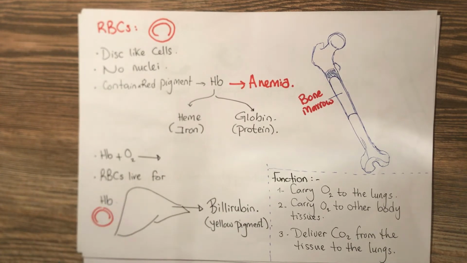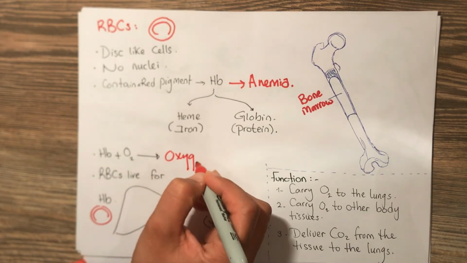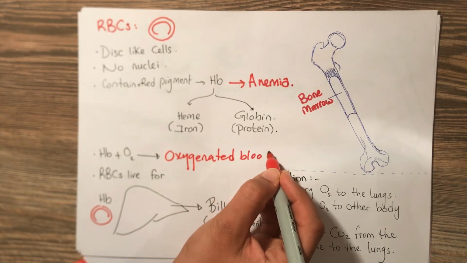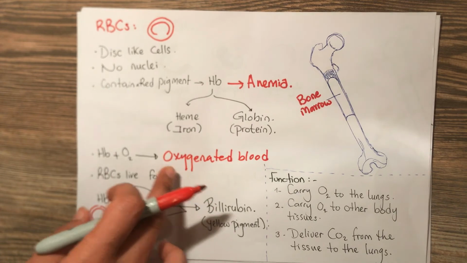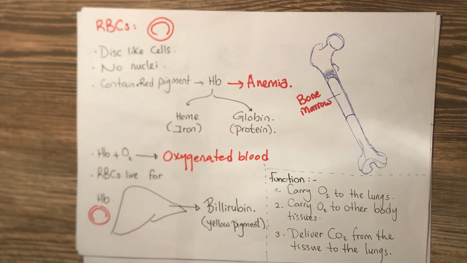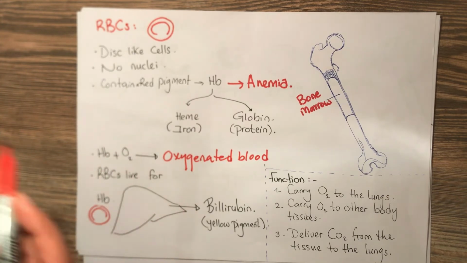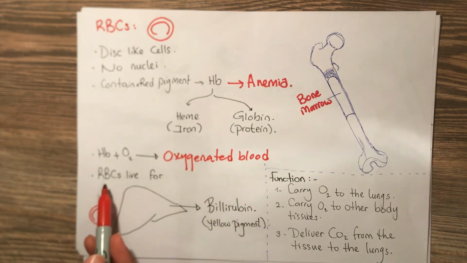Hemoglobin plus oxygen gives oxygenated blood. So when I say that the blood is oxygenated, I mean that hemoglobin is carrying a lot of oxygen. Like in the respiratory system where we have a lot of oxygen, the pressure of oxygen is high, so the hemoglobin carries a lot of oxygen. It's called oxygenated.